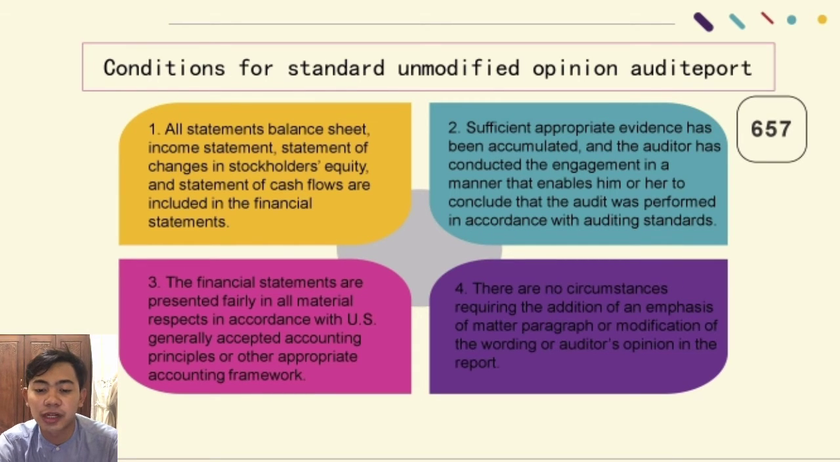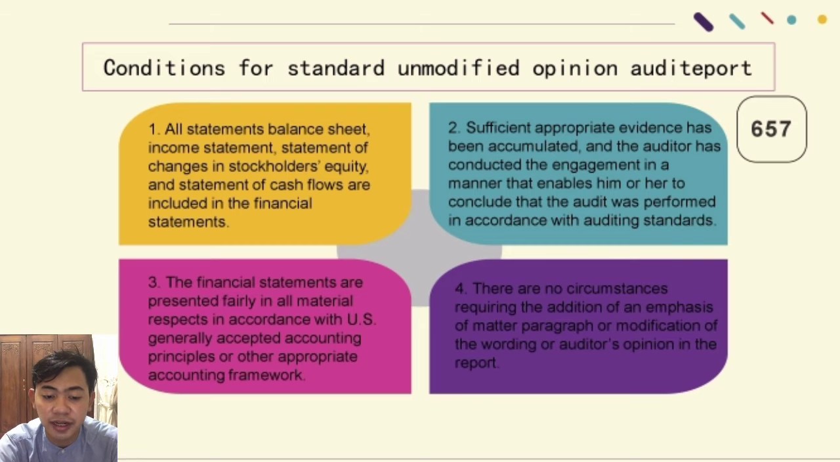Condition for standard unmodified opinion audit report. 1. All statements, balance sheet, income statement, statement of change in stockholders' equity, and statement of cash flow, are included in the financial statements. Number 2. Sufficient appropriate evidence has been accumulated, and the auditor has conducted the engagement in a manner that enables him or her to conclude that the audit was performed in accordance with auditing standards.